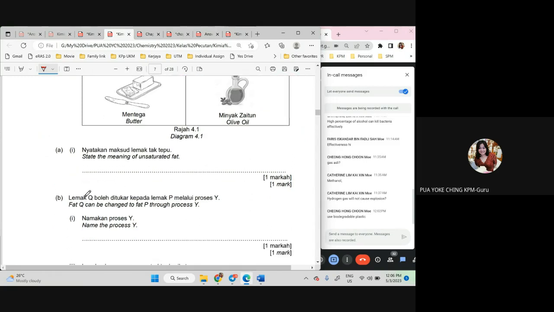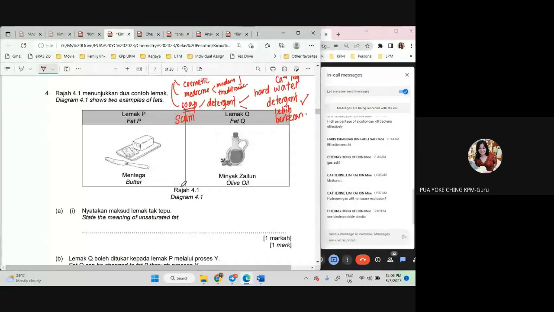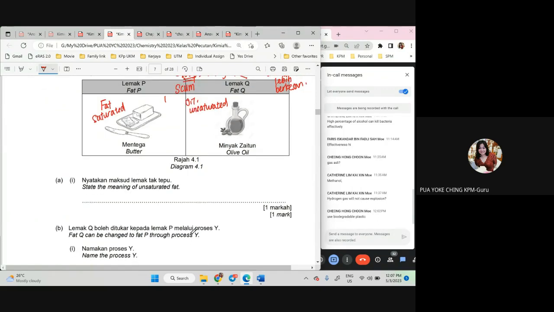Okay, fat boleh tukar kepada P. Fat P boleh jadi kepada fat Q. Fat P is fat. Ini ialah Q. So, actually this is unsaturated. Ini ialah yang saturated. So, dia nak apa? Dia nak Q kepada P. So, dia nak unsaturated pergi saturated. So, unsaturated pergi saturated is actually plus H2.